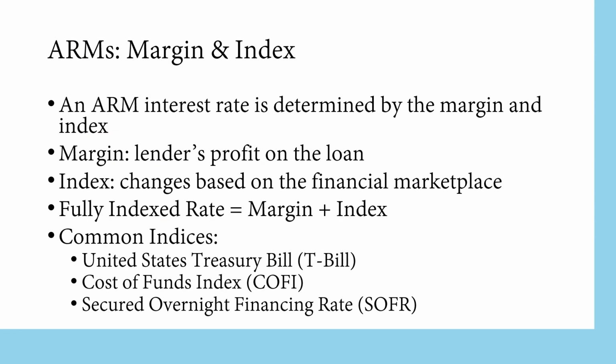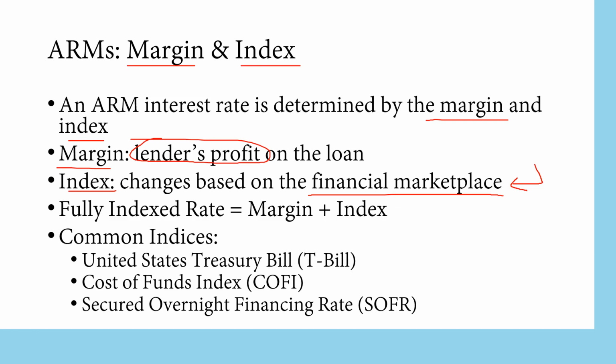So we said that adjustable rate mortgages have an interest rate that fluctuates based on the financial marketplace. To understand this, you have to understand what the margin and the index are. An ARM interest rate is determined by the margin and the index. The margin is the lender's profit on the loan. The index changes based on the financial marketplace, and it is the index that changes the interest rate in an ARM.